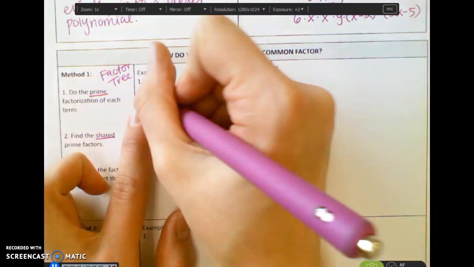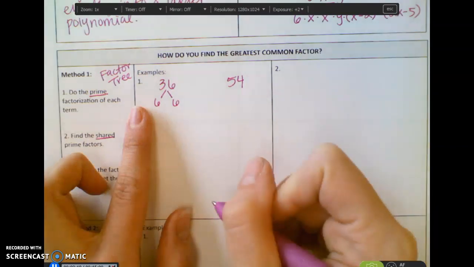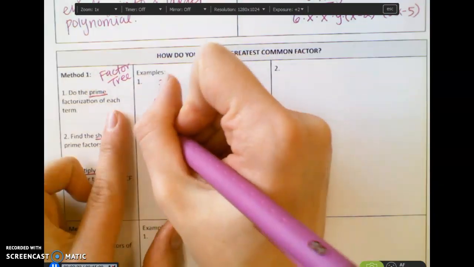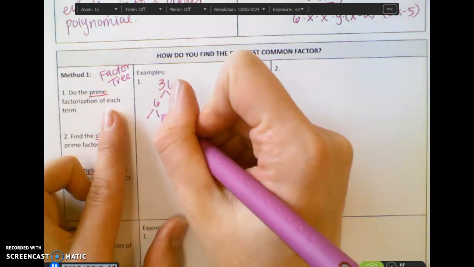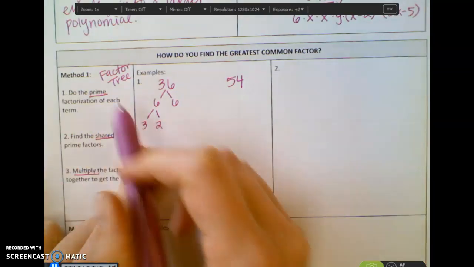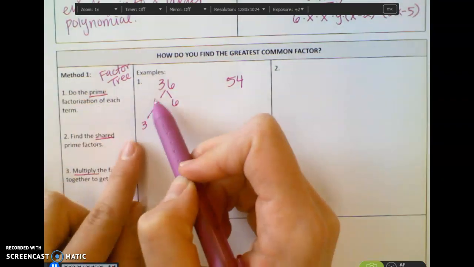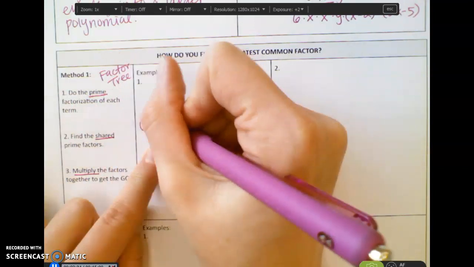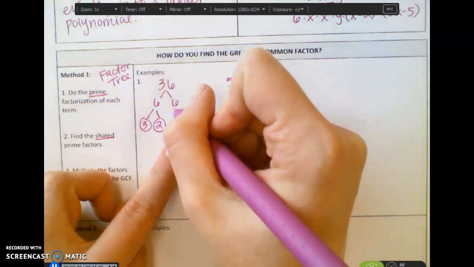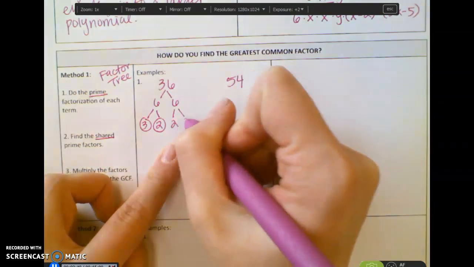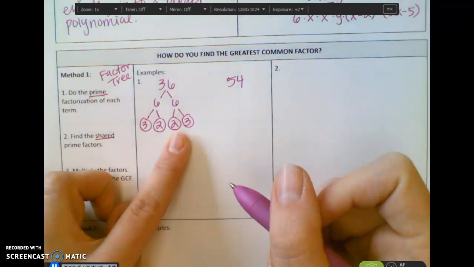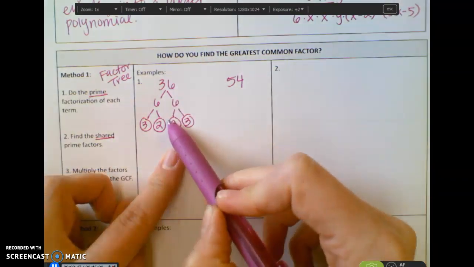Well, to get 36, I can multiply 6 and 6. But can I go further with either of these? Yes, with 6, what can I multiply to get 6? I can multiply 3 and 2. Now, whenever we reach prime numbers, that means that that stem is finished. So circle whenever we have prime numbers. Well, what about the other 6? What can I multiply to get 6? Again, 2 and 3. I reached my prime numbers, so I circle them and I'm done. So we do the factor tree of 36.